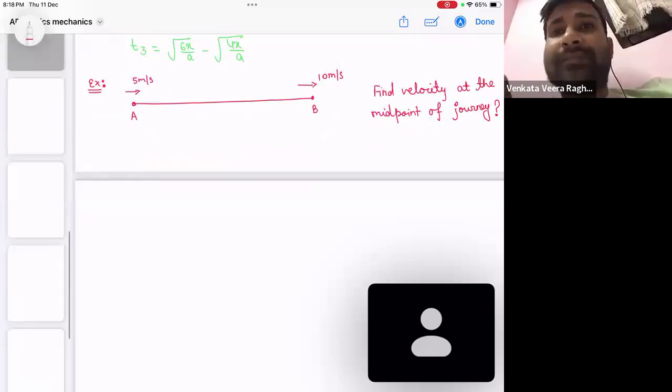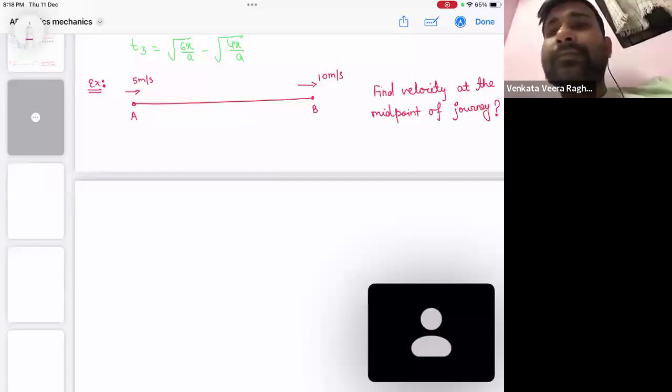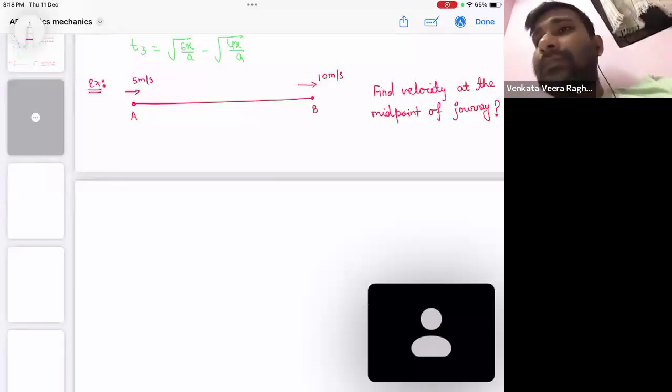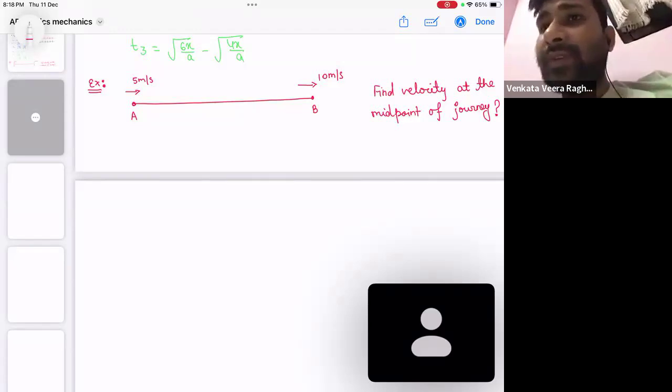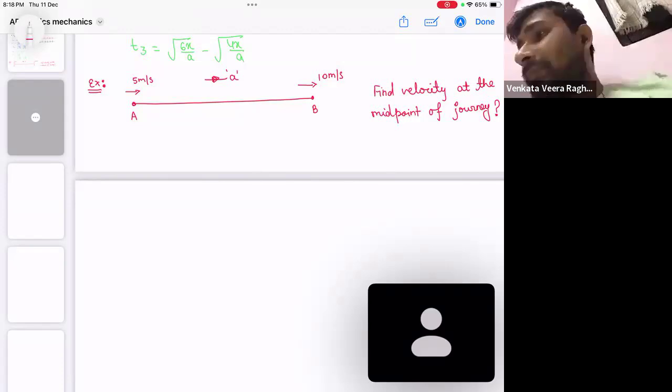Please tell me, how do we solve it? How should we solve this one? It is always moving with uniform acceleration. Please tell, is that clear? The acceleration is always uniform in the question given to us. So now they are asking what is the velocity at the midpoint of the journey.